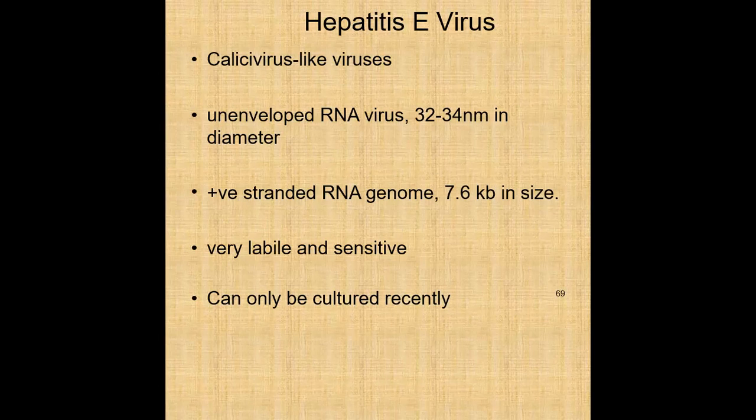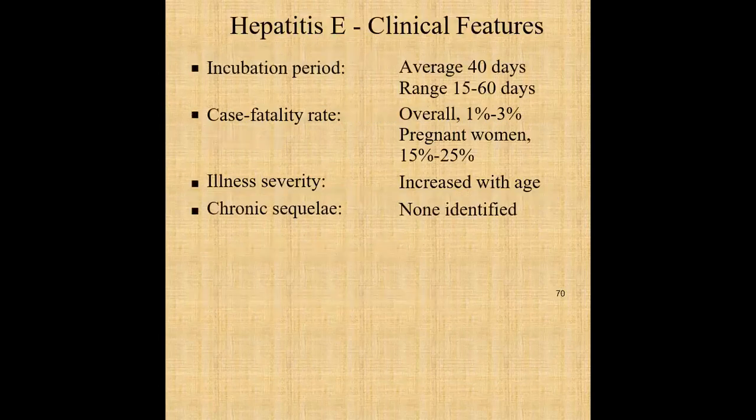Up till now we said that B, C, and D are negative strands, but this is a positive strand RNA genome, which is about 7.6 kb in size, and it is very reliable and sensitive and can only be cultured recently. Up till now there was no culture development, but recently we have observed that the hepatitis E virus can be grown by culture also.